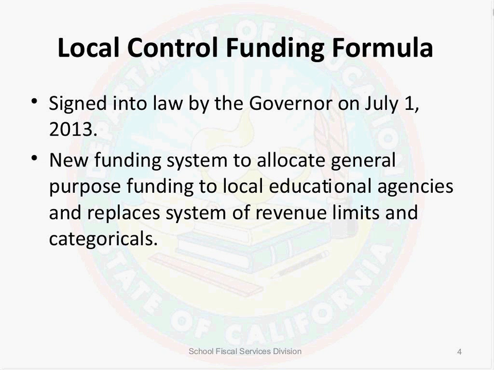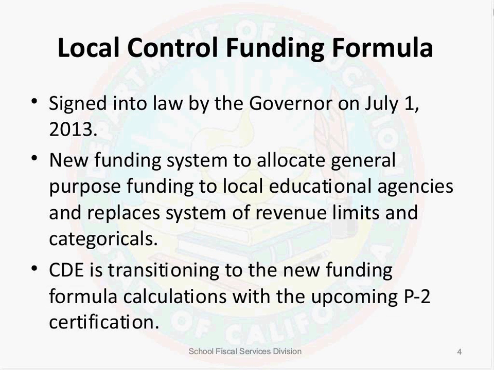This new funding formula replaces revenue limits, charter school block grants, and many individual categorical programs. This new formula is intended to simplify school finance and increase flexibility and accountability at the local level. Over time, barring additional changes, this new formula will be simpler than the old funding system, but for now it's new and there's a learning curve for everyone, so it may not feel simple to you yet.